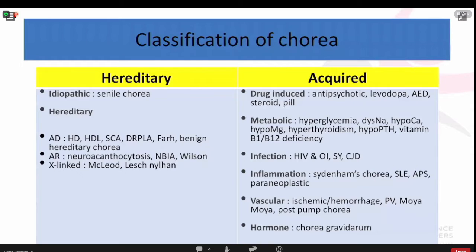And this is the huge list of causes of chorea. Maybe you can divide them into hereditary or acquired, and then you find another possible cause. The cause of chorea is usually from a general medical condition like SLE or a metabolic disorder.